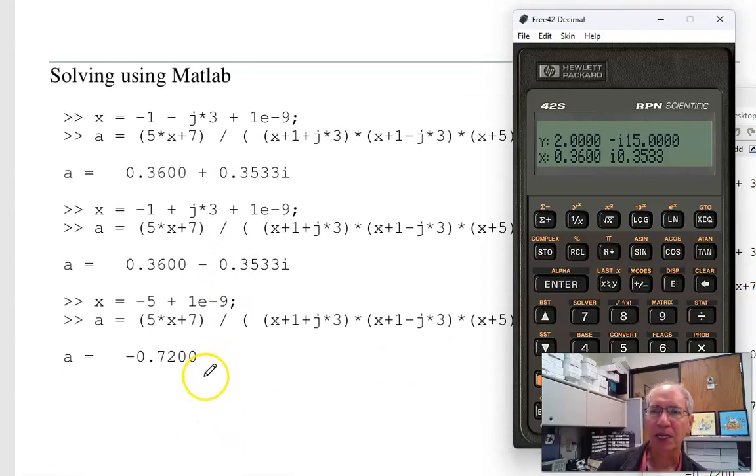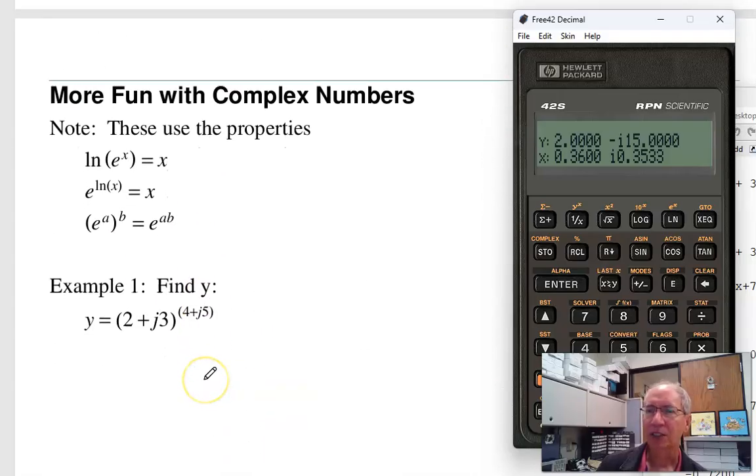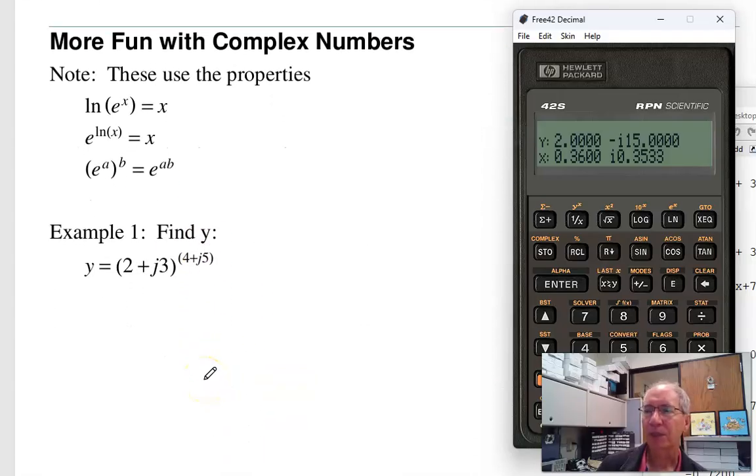So I can solve in MATLAB. I can solve in HP. Last thing to cover is you can do other things with complex numbers. I can take the log. I can take a complex number to a complex number. Again, HPs don't care. If I have 2 plus j3 raised to 4 plus j5, there's the y to the x command. There it is. I get a complex number.